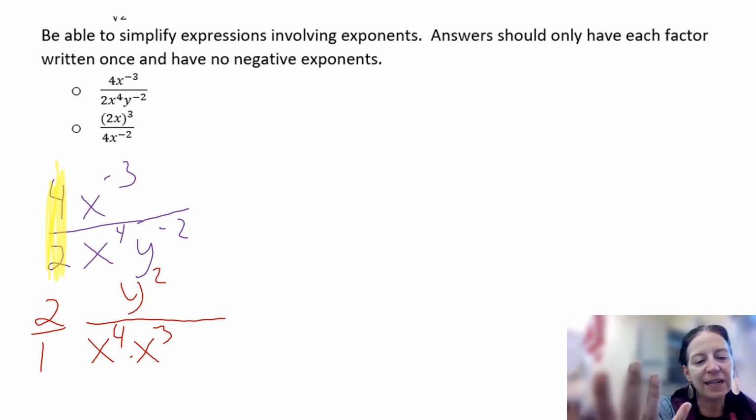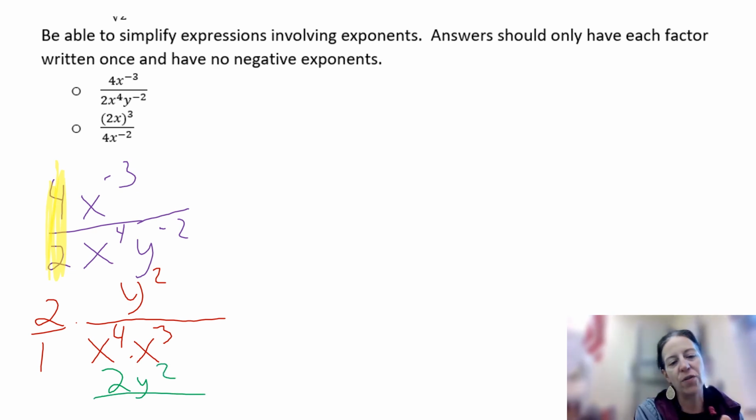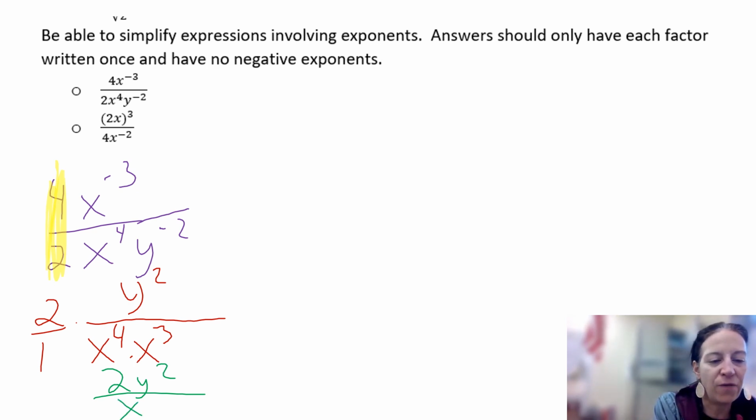And then we just need to clean it up at this point. So multiplying fractions is the easiest thing you could do. You just multiply straight across. And in fact, this was all one fraction to begin with. So we should be good to go. 2y squared is what I've got in my numerator. And then in my denominator, I have x to the 4th times x to the 3rd, which would give me x to the 7th.